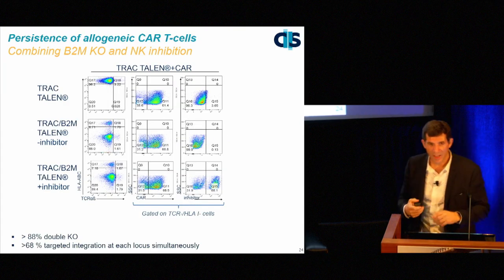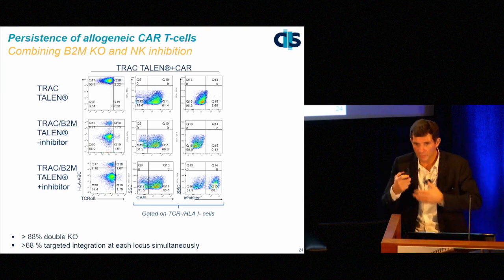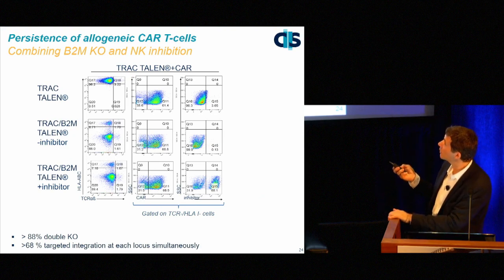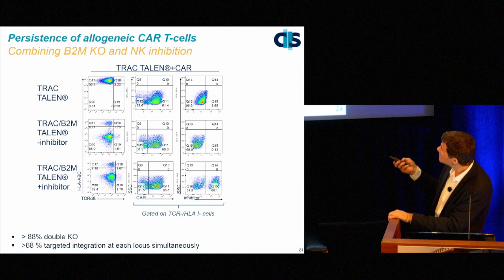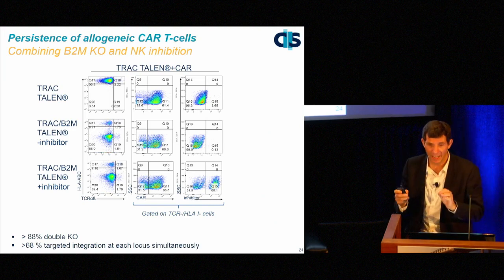So we can ask ourselves how much this type of gene editing can happen in cells. And this requires double knockouts. You can see here that the TCR locus TALEN can knock out the TRAC locus at more than 96%. When you insert, for example, beta-2 microglobulin at the TRAC locus with a TALEN, this happens at 99.9%. And with TRAC plus beta-2 microglobulin, you can have close to 88% of double knockout and 68% of targeted integration at each locus simultaneously.